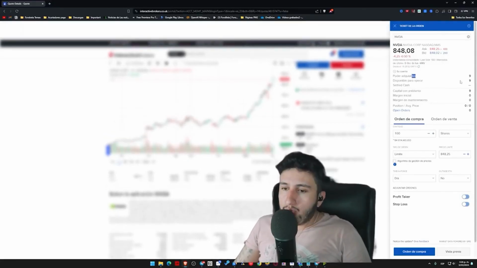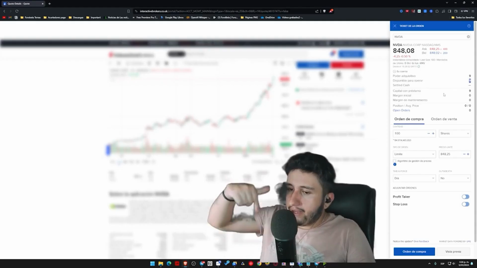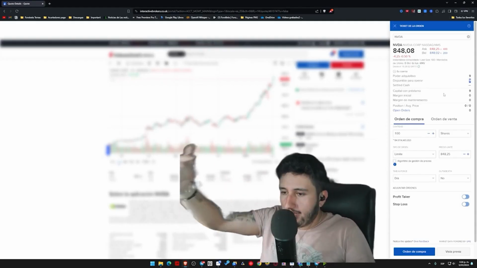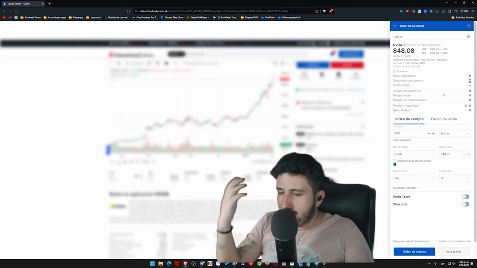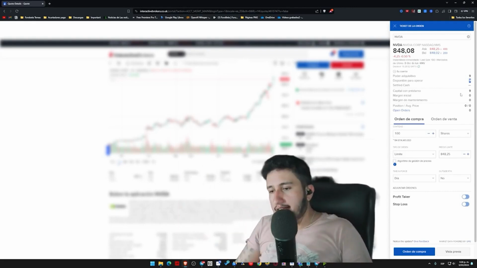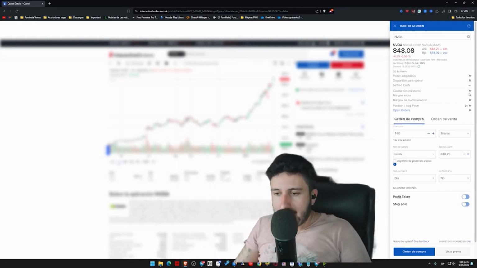Your purchasing power should appear here. Here we have the amount of money and especially what's available to trade, because sometimes when you sell shares, you think they've already been sold and that you already have the money available, but that might not be the case. And it's the same with transfers. So if we don't have available funds here, we won't be able to do anything at all.